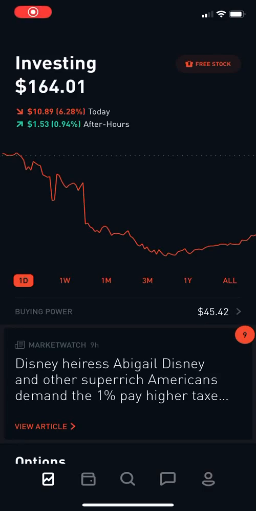Hello everyone, this is Matthew with MK's Traders, and today we're going to be looking at the app Robinhood and all the ins and outs of this app for a brand new beginner.